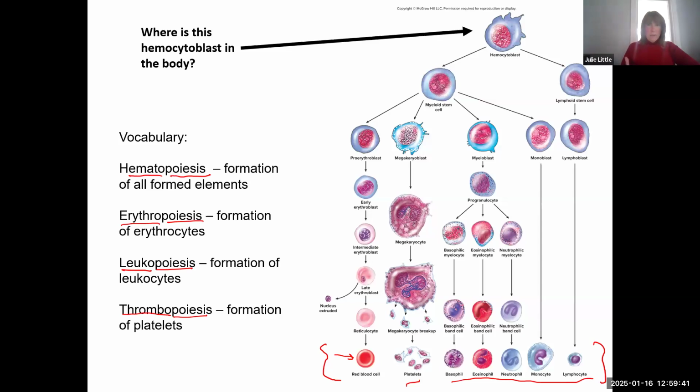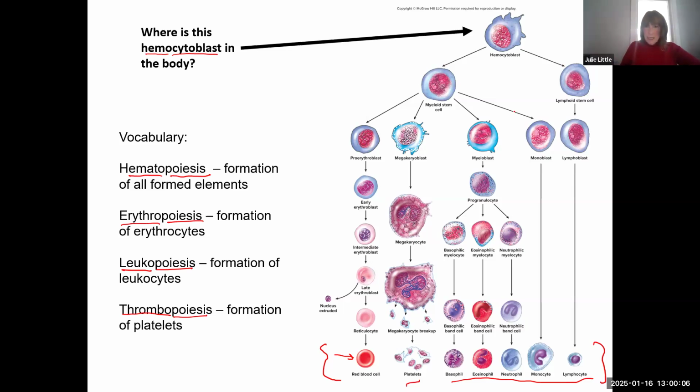But they all have a common origin. What is that common origin? It's called a hemocytoblast. Some people call it a hematopoietic stem cell because this is a stem cell. Stem cells are cells that are undifferentiated. They're not specialized. And when they undergo reproduction, they can produce a wide variety of different types of cells.